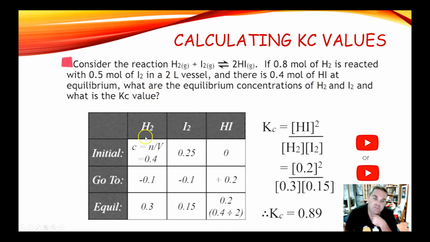So the best way to do this is always to put out a table using initial, change, equilibrium. So this is our initial concentration. For our hydrogen, it says there was 0.8 moles of hydrogen in a 2-litre vessel. So concentration is number of moles, which is 0.8 divided by 2 for the volume, to get 0.4 moles per litre. Similarly for iodine, 0.5 divided by 2 is 0.25, and there's no hydrogen iodide initially.